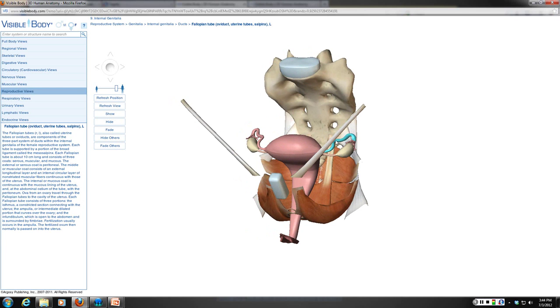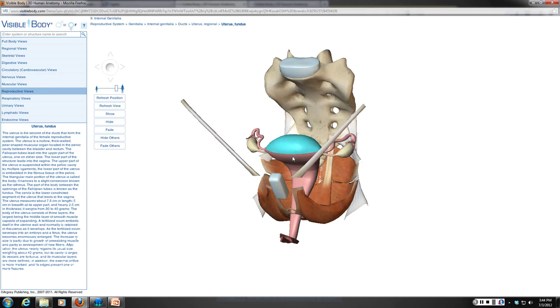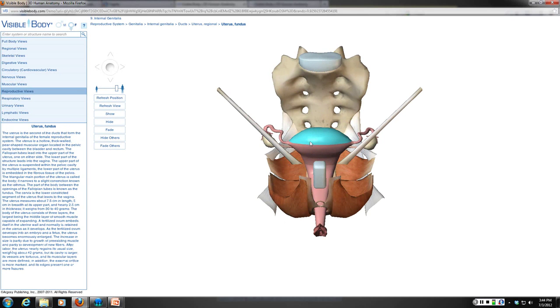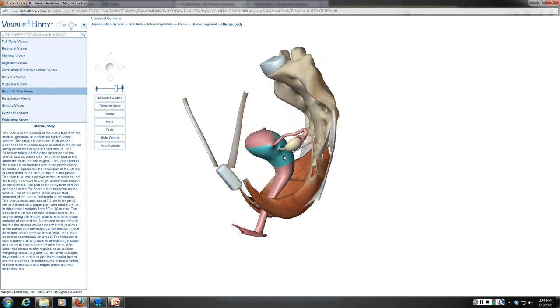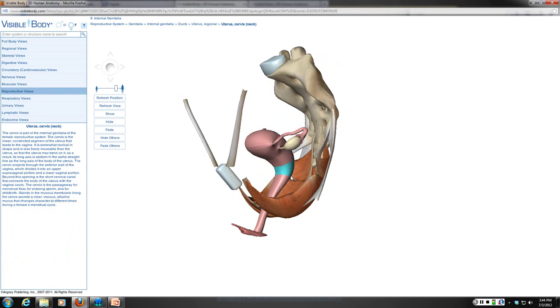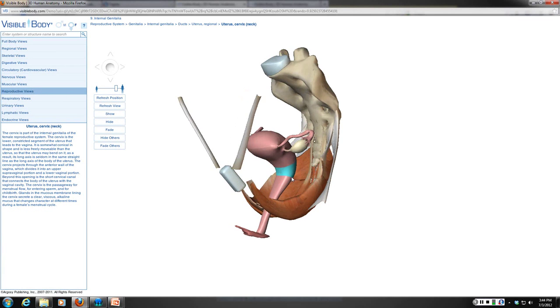So the little egg will keep traveling, enters the uterus. And now here in Visible Body, they're showing you that top portion of the uterus is called the fundus. And then the middle portion, the main portion, is the body, and then that last portion that's going to connect into the vagina is called the cervix.